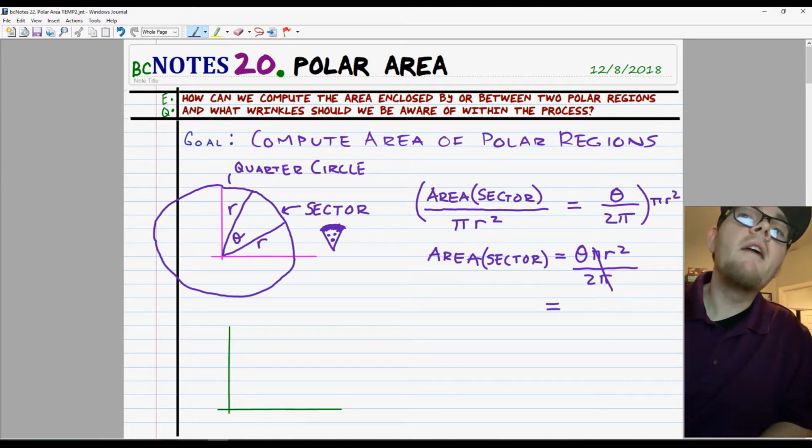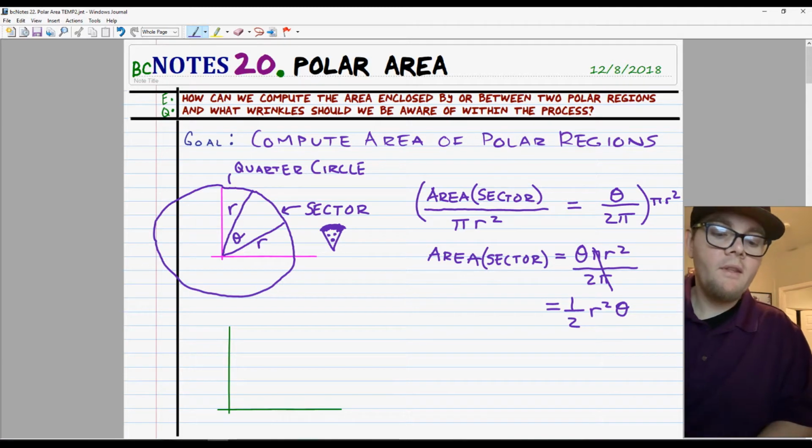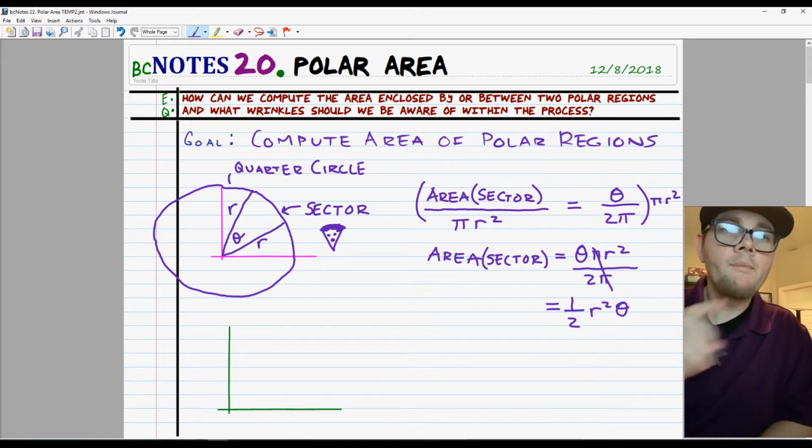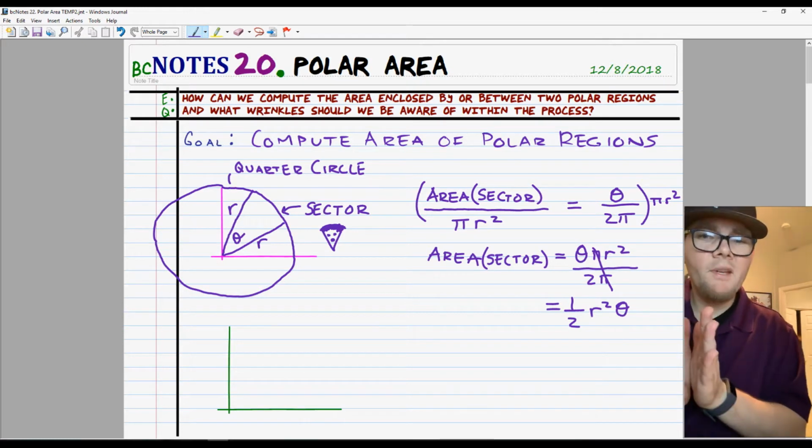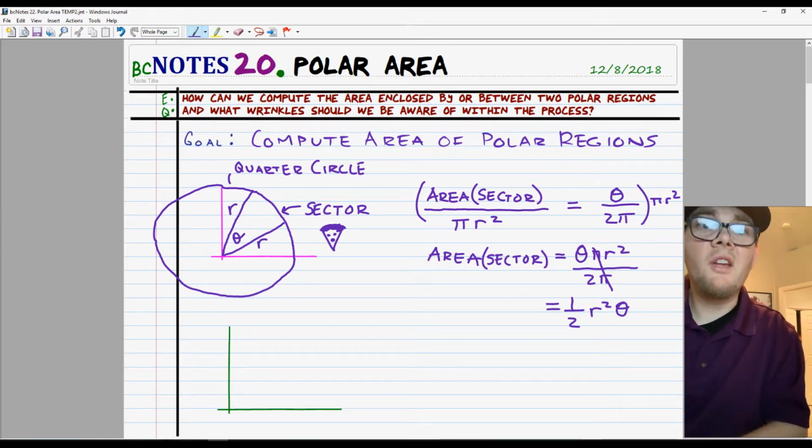So instead, I've got what looks like a 2 in the denominator. So I'm going to go ahead and write that as 1 half r squared theta. So basically, there is our actual formula for the area of a sector. Now keep in mind, though, one thing. When we go to do this in polar, we're not going to be talking about gigantic sectors because, of course, the entire graph we have isn't necessarily going to be circular.